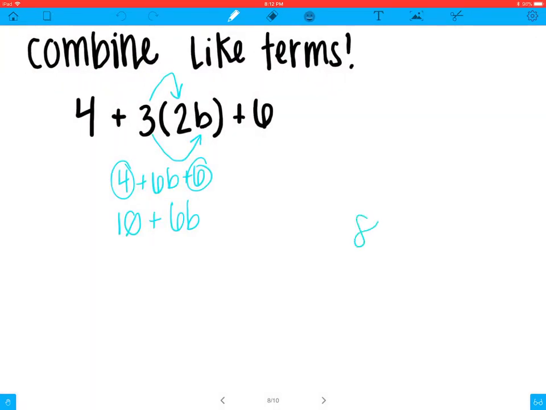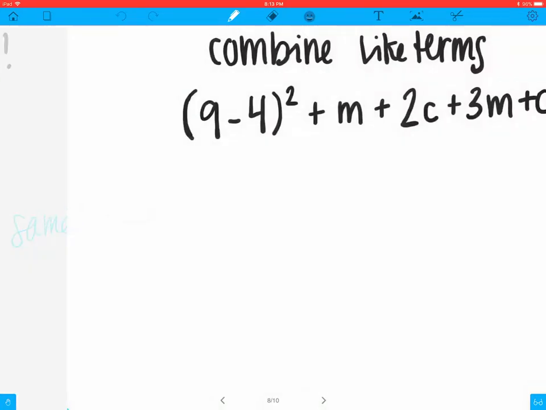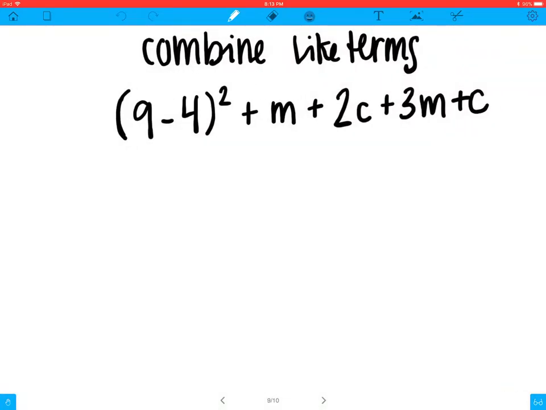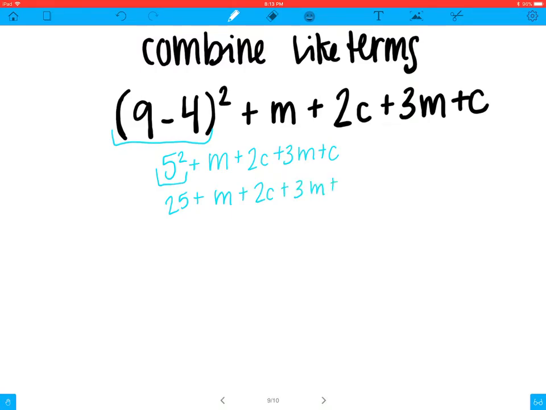Now you notice these are similar, so we're going to be combining like terms, but they do look different. This one has the difference of 9 and 4 squared plus m plus 2c plus 3m plus c. So the difference of 9 and 4 is 5, and we square that, so 5 squared plus m plus 2c plus 3m plus c. Whew. I've got to do my exponents. That's 5 multiplied by 5, which is 25. And I'm rewriting it each time so I can understand my thinking.